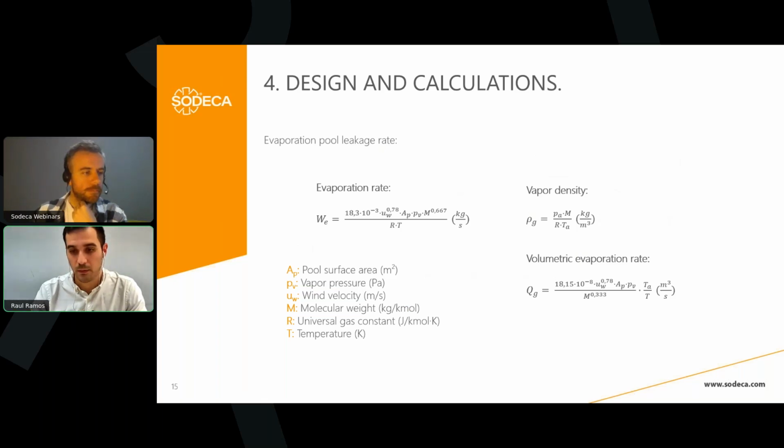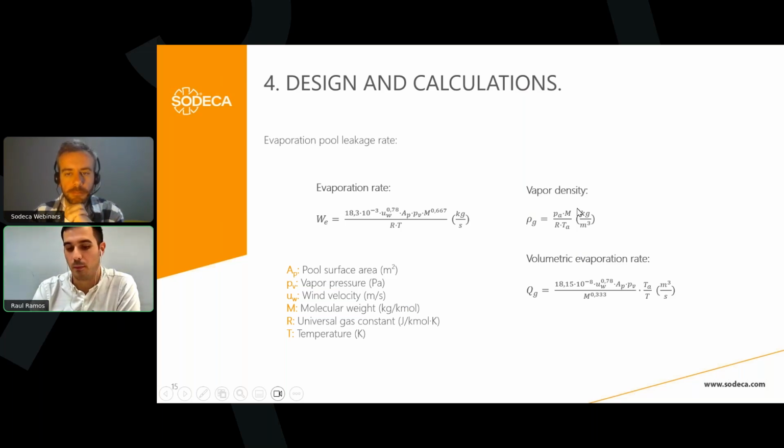Now, for the design and calculation of the minimum airflow, we must know the different formulas that come from the standard. The first one is the evaporation rate, the evaporation leakage rate, the release rate, which is determined by the pool surface area, the vapor pressure, the wind velocity, the molecular weight of the contaminant or the compound, and also the temperature of the room. And this evaporation rate is in kilogram per second.